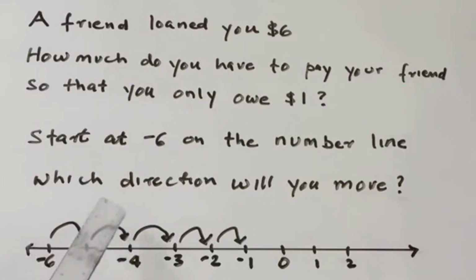1, 2, 3, 4, 5. Moving 5 places takes us to -1. So -6 plus 5 equals -1. -6 because you owed $6. -1 because that's how much you will owe, and therefore you moved 5 places. So you will have to pay your friend $5 in order for you to owe just $1.